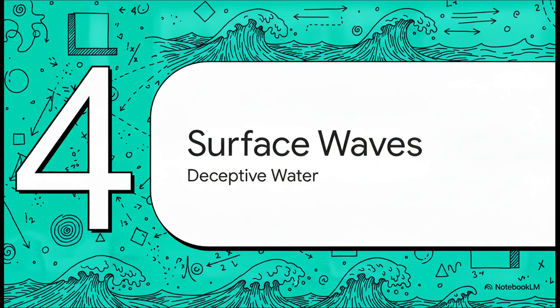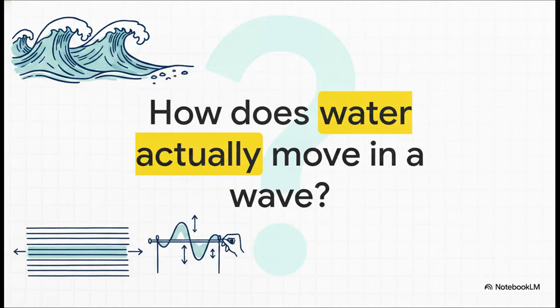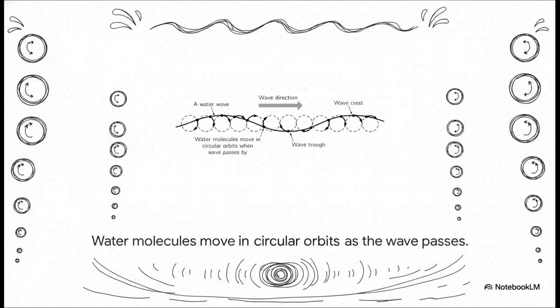Surface waves, deceptive water. We all see ocean waves constantly rolling onto the beach. But let's pause and think about the physics here for a second. Are water waves longitudinal compressions, like sound? Or are they transverse, shear waves, like a plucked guitar string? Well, surprise, they're actually neither.